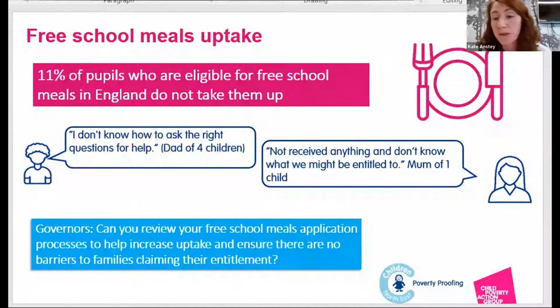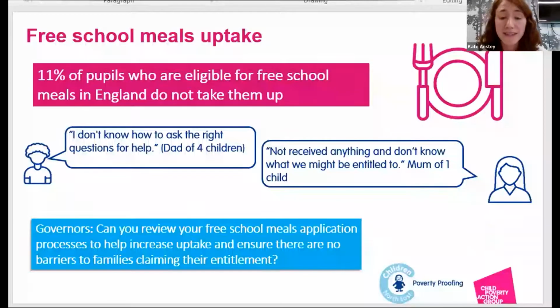We know that sometimes families don't know that they're eligible for free school meals. Sometimes there are challenges in terms of filling out that registration form. We know particularly for parents who have English as an additional language that there can be challenges in terms of registering. We also know that some families don't want their children to register because of the stigma and shame that's attached to it. So there is a real challenge here that families and children are missing out on the benefits of free school meals because of the application process for it.